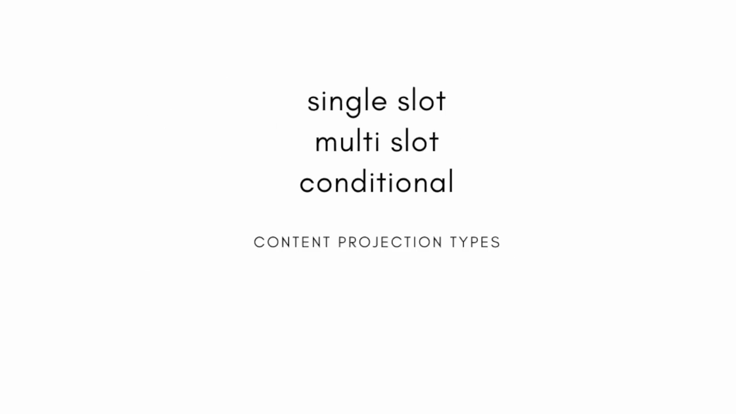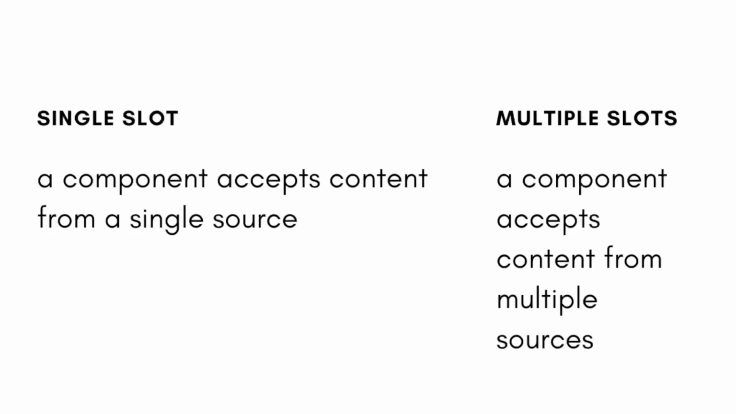You have three different types. You have a single slot, a multi-slot, and a conditional content projection. With the single slot, a component accepts content from a single source, and with multiple slots, a component accepts content from multiple sources.